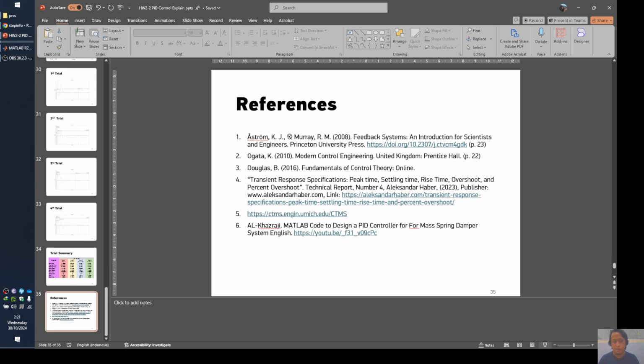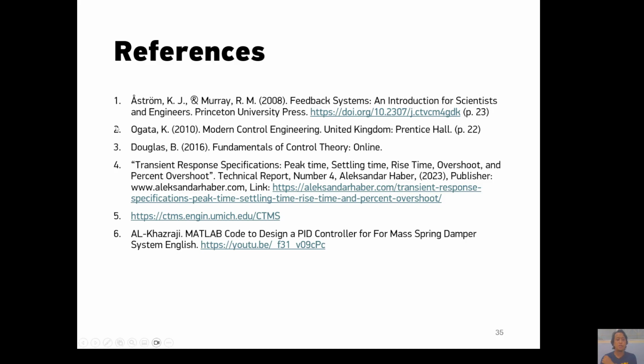And these are the references I used for this presentation. The first one is Feedback Systems from Astrom, Ogata's Modern Control Engineering, and Brian Douglas's Fundamental Control Theory online. We can get the free ebook of the first three chapters that Brian Douglas wrote, and it is one of the best websites that I read. And CTMS is also my main reference. For MATLAB, I use this reference.